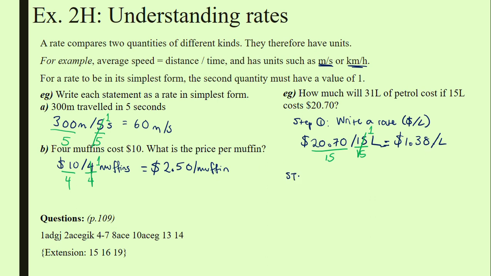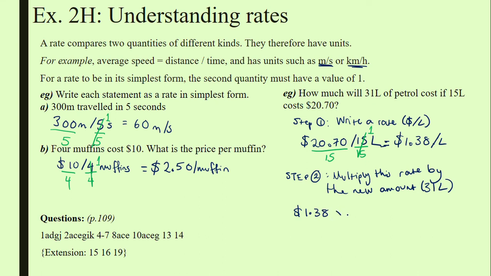Step 2 is now going to be to multiply this rate by the new amount, which in our situation is 31 litres. So hint, 31 is just a little over double 15, so we should have at least $41 as our answer, just as a really good way to check. So we do $1.38 per litre times 31 litres.